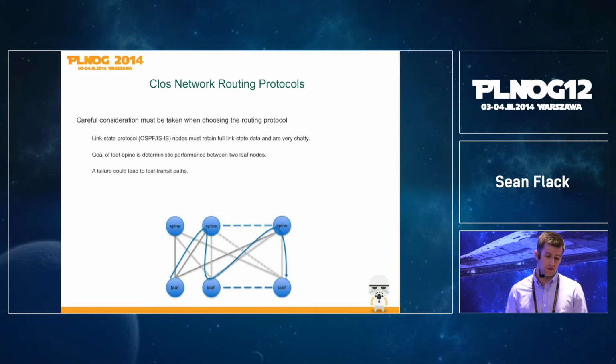And the goal of the leaf spine is deterministic performance between any two leaf nodes. Now, what could also happen in this setup, if we see a switch fail, using OSPF or ISIS, every single node in the network has to then learn of that change. The issue being, with ISIS and OSPF, it becomes very chatty and the churn per device becomes huge. So what could we use as an alternative?